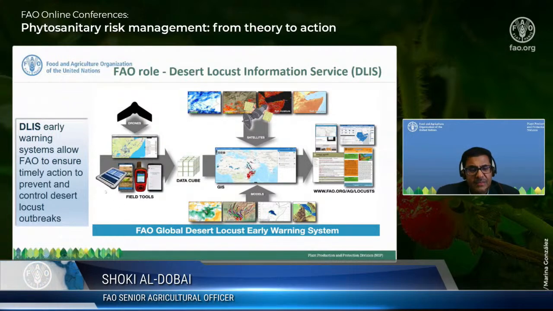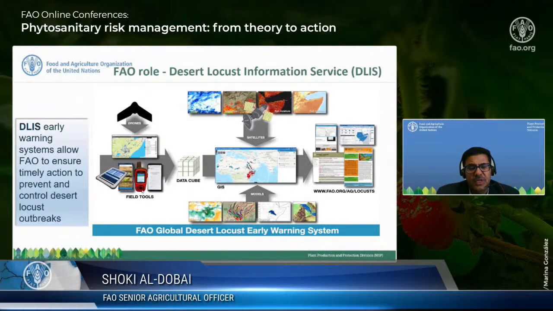And then to support the eLocust3 tablet, we developed three additional devices, which is a mobile application that we developed during the desert locust upsurge in 2020. So this desert locust application is now called eLocust3M, and anyone can download it and use it through the smartphone. And we also developed Garmin-based devices to be used.